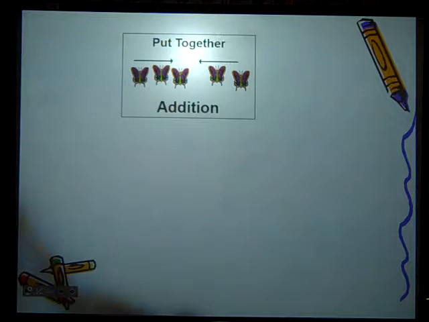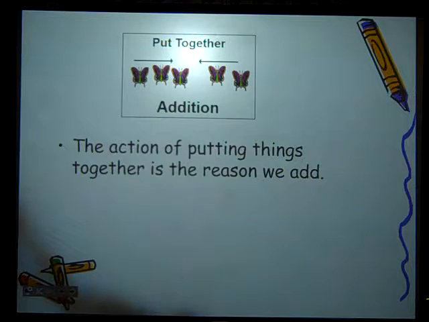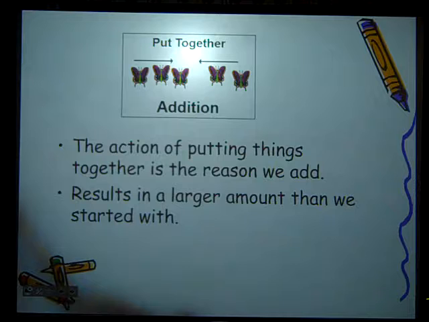Put together, okay? Now, I don't want you to think about the words. Think about the action of putting things together. If I put this group of students with that group of students, what happens to my group of students? It gets bigger, all right? The action of putting things together is the reason that I do what? I add. I take this group of 6 students, I put it with that group of 4 students, I add them to get a group of 10 students, all right? So the result is a larger amount than what I started with.